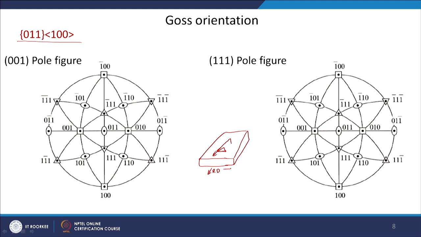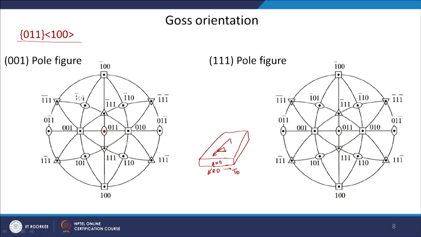So again our rolling, TD and ND are there. So when a 001 plane is parallel to RD, its normal will go and hit the top pole. And its projection will be exactly at the center, obviously. And if I am now plotting a 001 pole figure for this orientation, so now you can see I have taken a 001 stereographic projection here. And I want to show you how the pole figure will look like.